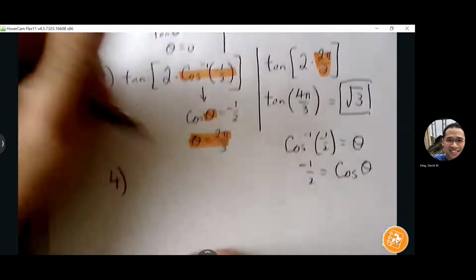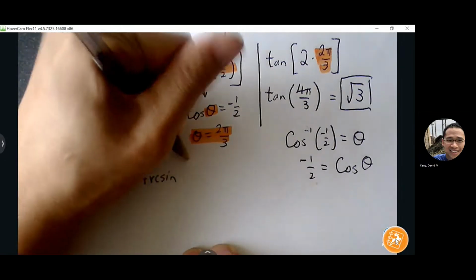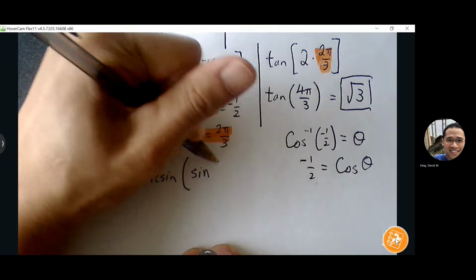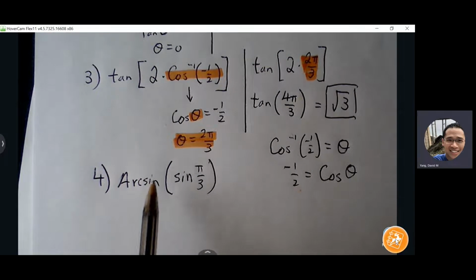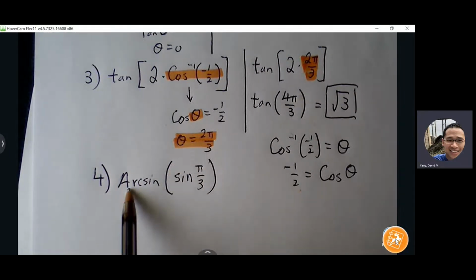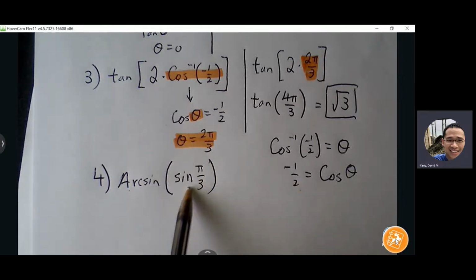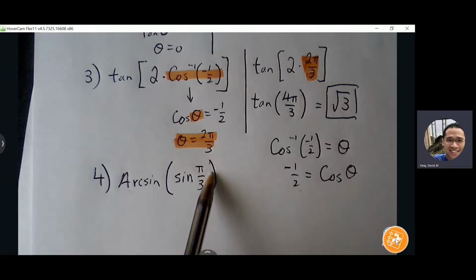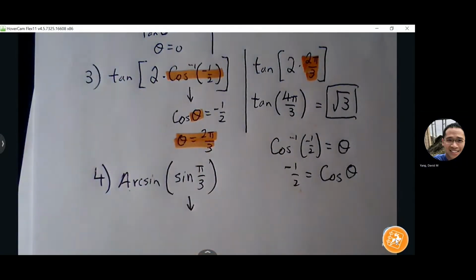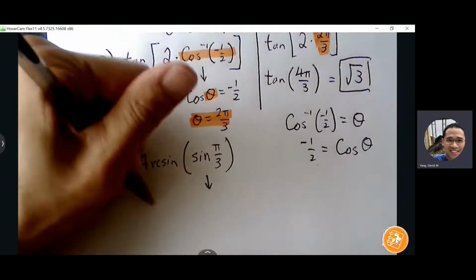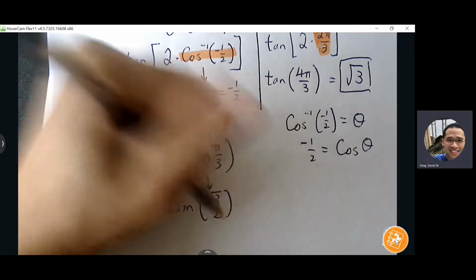Okay, number 4. Okay, so this one's a little bit different here because we're not going to start with the outside, we're going to start with the inside. Now that we're just looking for sine of pi over 3, we're just getting a ratio here, right? So what's sine of pi over 3? Root 3 over 2, right? So now we do arc sine of root 3 over 2.